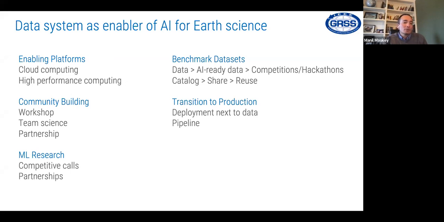And obviously open source code, open data, open platforms, and open access will better position the earth science and geoscience community to take advantage of rapid development in ML.